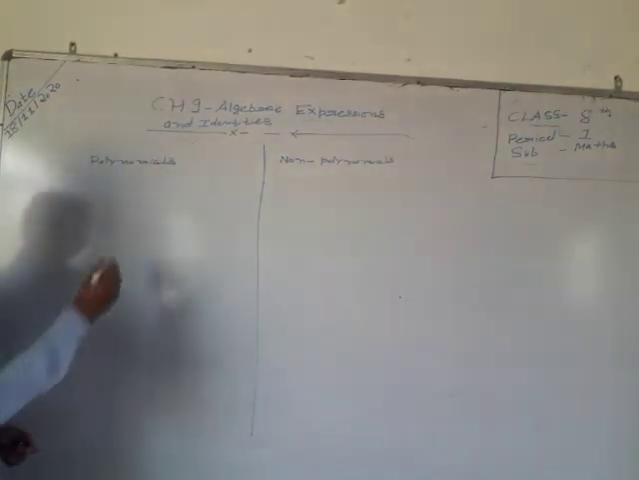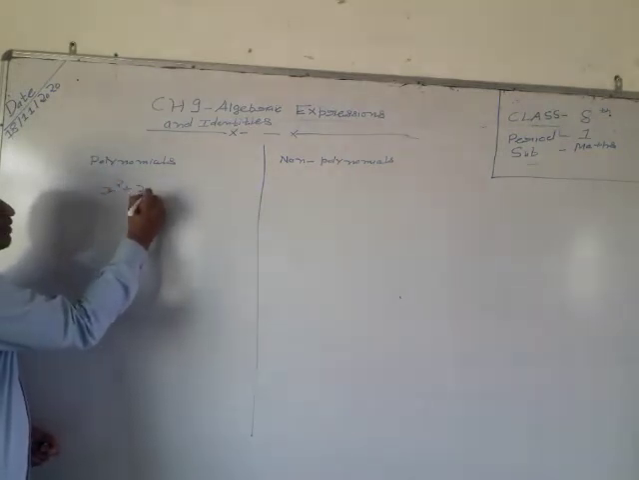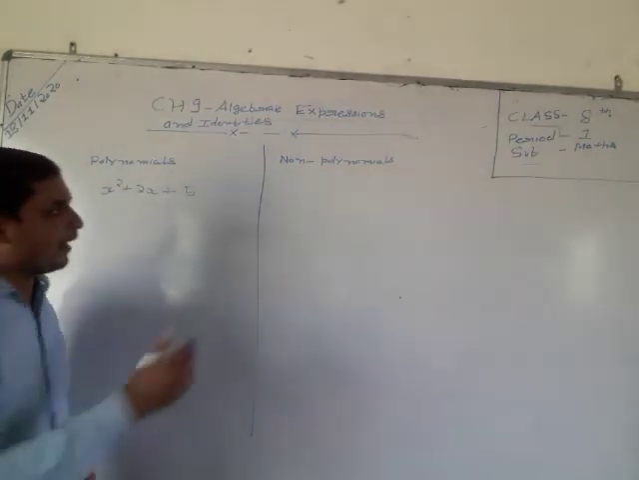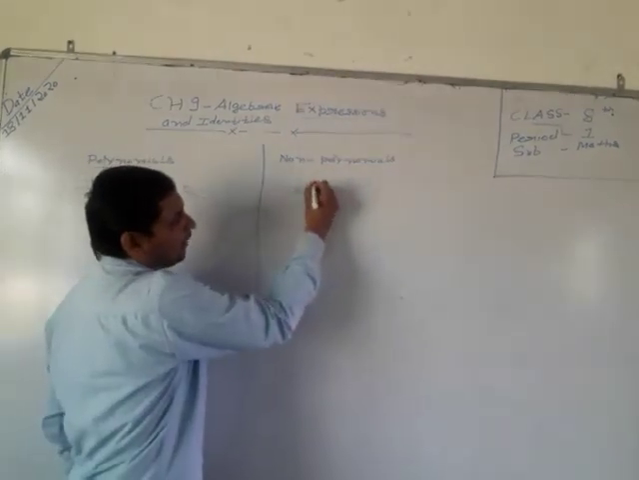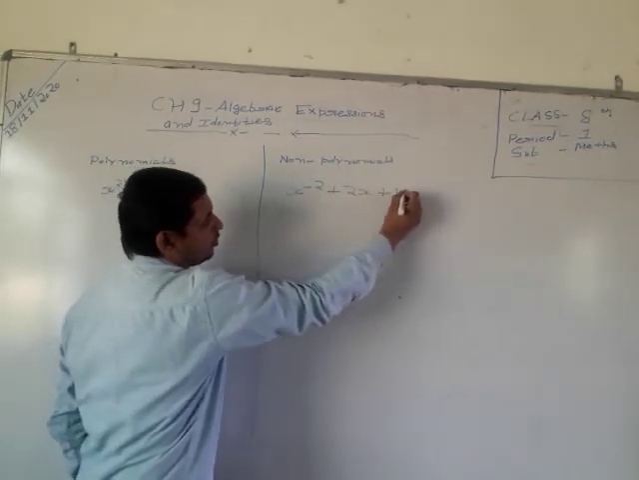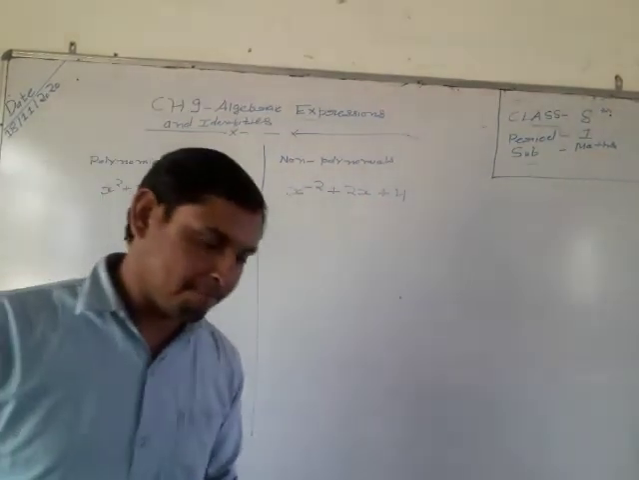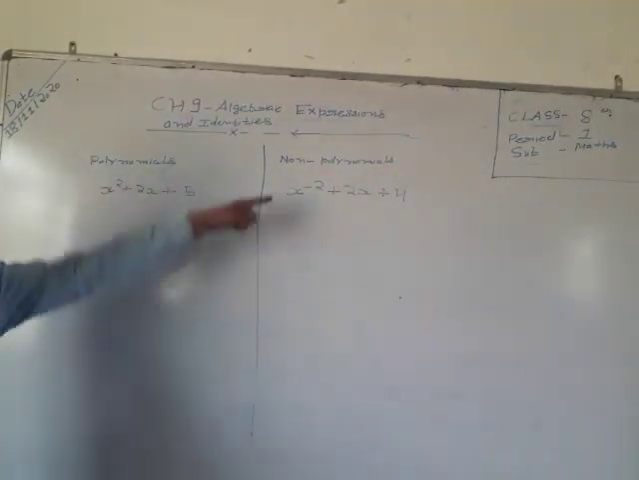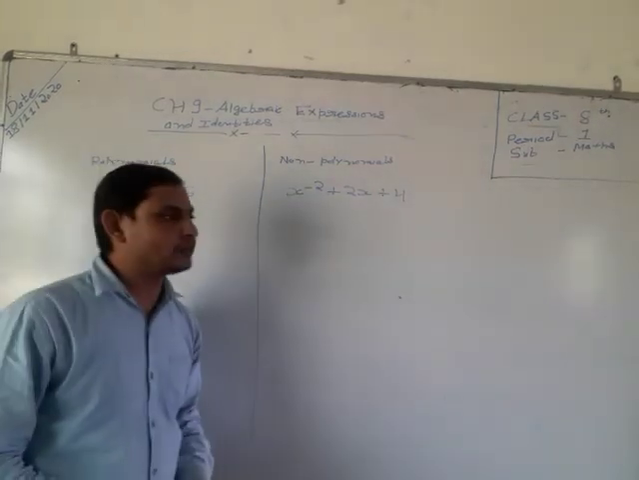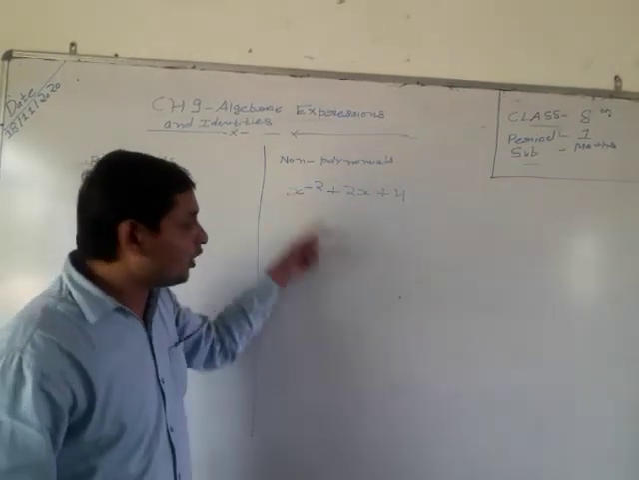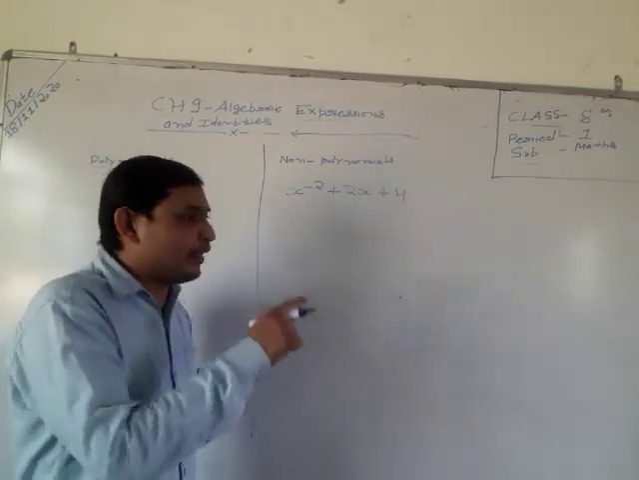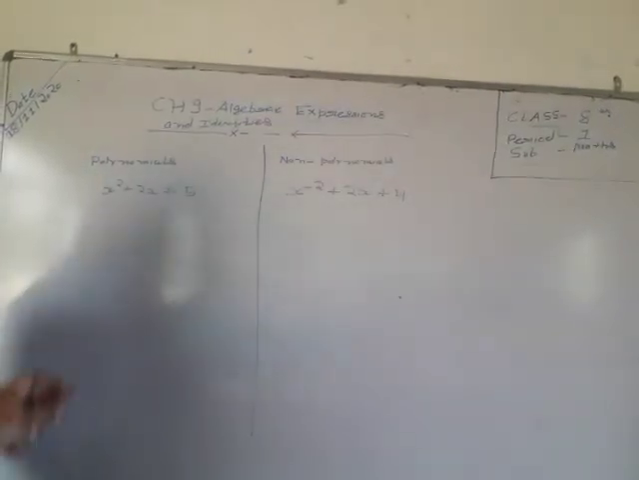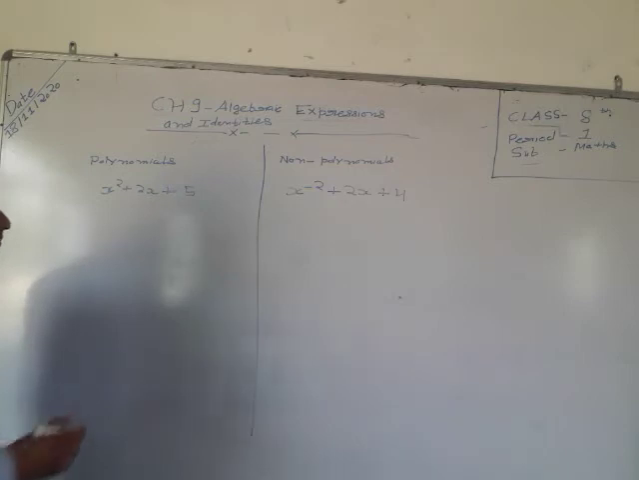Okay, so class, now you can see x square plus 2x plus 5. Okay, this is all an algebraic expression. And here I am going to write x power minus 2 plus 2x plus 4. So you can see the difference between these two. Here x has only positive exponents, but here you can see in the first term x power minus 2, it has one negative exponent. That's why this is not a polynomial. So it will be clear by the next example.